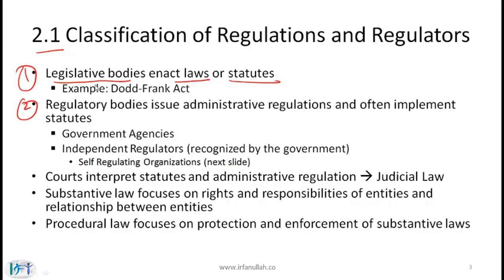Number two, in addition to legislative bodies, we also have regulatory bodies which issue administrative regulations, and these regulatory bodies are often also responsible for implementing statutes that have been enacted by the legislative bodies. Within regulatory bodies, we can either have government agencies or independent regulators. In the US, for example, the Securities and Exchange Commission is a government agency which basically oversees the capital markets.